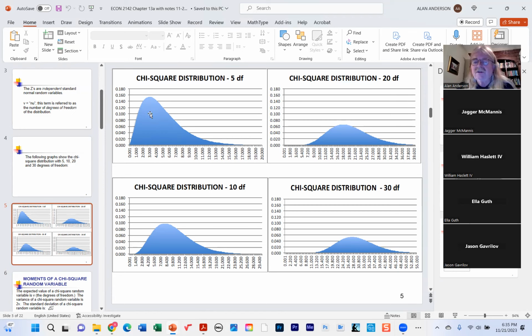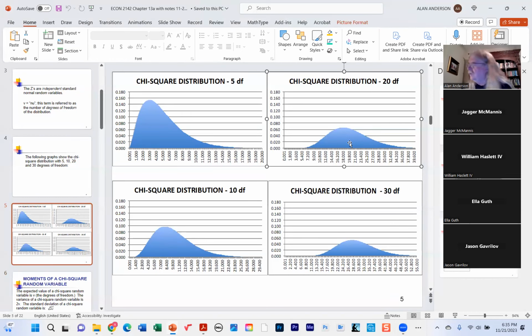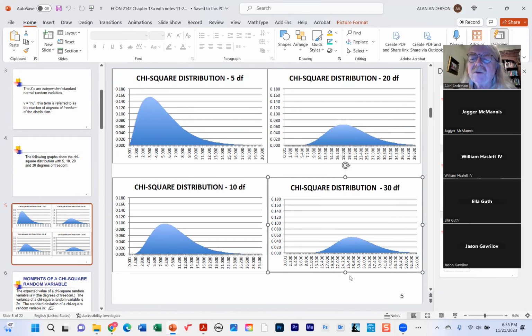So it's not only not symmetrical, but it is only defined for positive values, which is very different from the normal and the t. As I start to increase the number of degrees of freedom, though, like here with 10, it starts to shift to the right just a little bit. With 20, it shifts even further, and it's starting to look a little like the normal distribution. It's not actually symmetrical, but it's getting closer.